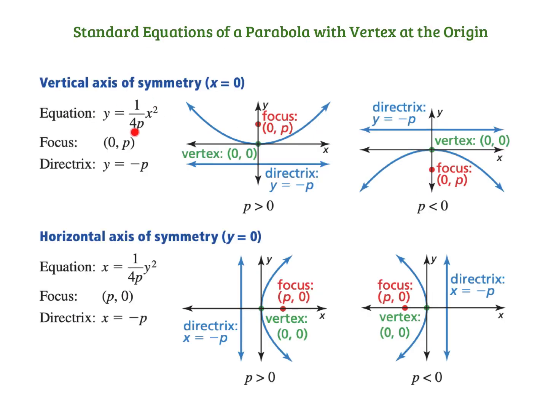So again here, this will look familiar. This is what we just derived. These are the standard equations of a parabola with a vertex at the origin. So notice here, we have our upward and downward facing parabolas, which are represented by y equals 1 over 4p times x squared. And again, p is that distance from the vertex to the focus or the vertex to the directrix.